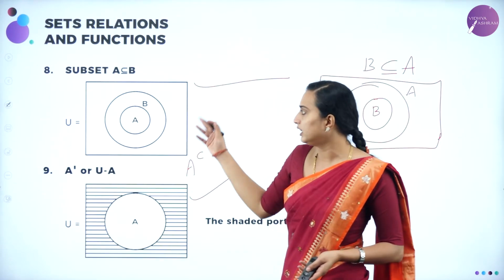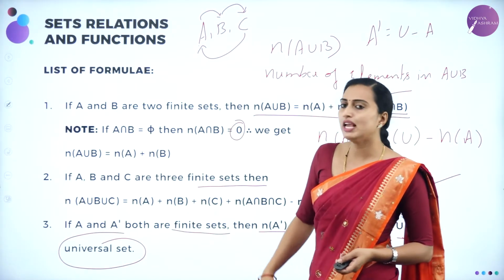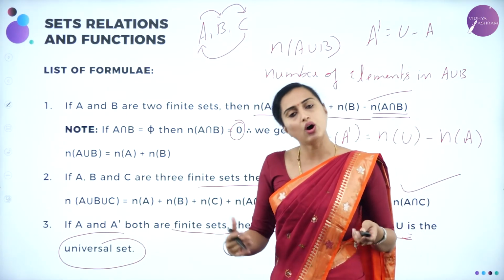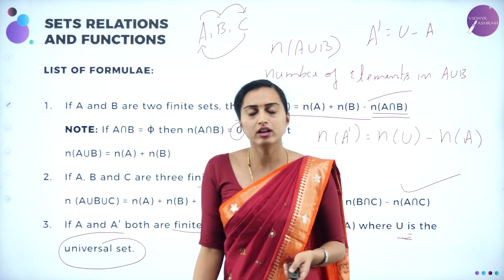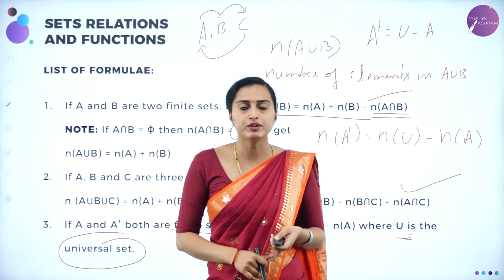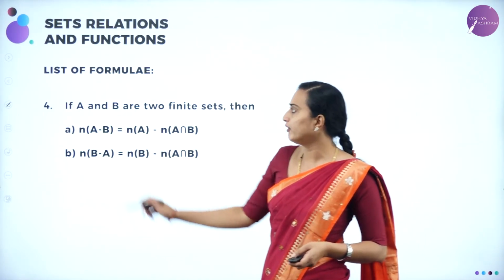What we have studied till now, these are all going to be known as the Venn diagrams, and based on this we are going to have these formulas. By using the Venn diagrams or the formulas, you can solve the problems of the 5 markers or 3 markers. Okay. So now let us look into the formula of the next one.